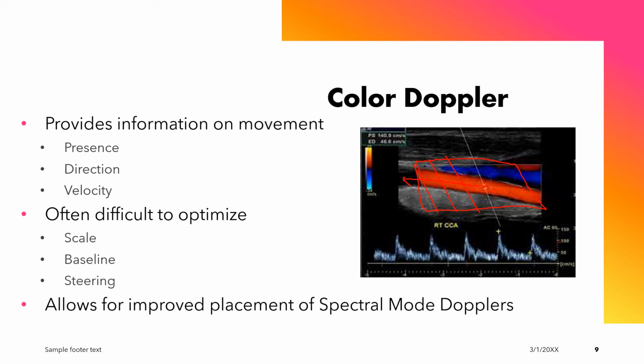It can be difficult to optimize your color Doppler. Some of the things that you do have to watch out for is, number one, the scale. As I mentioned here, this would have a maximum velocity number at the top and a minimum, or a maximum negative, velocity here at the bottom.